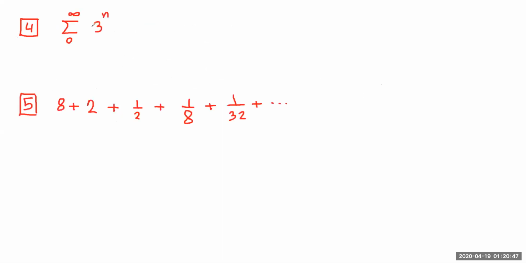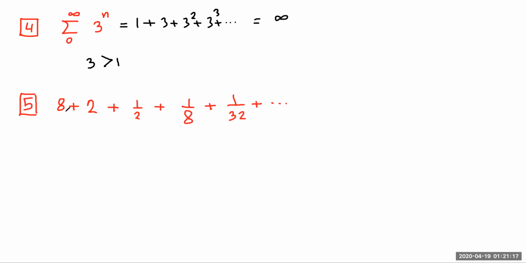The next example, here, 3 power n. The number 3 is bigger than 1. So this series does not have a real number answer, it doesn't exist. If you write it for n from 0, it's 1 plus 3 plus 3 power 2 plus 3 power 3 plus without stop. So the addition here will give me plus infinity.